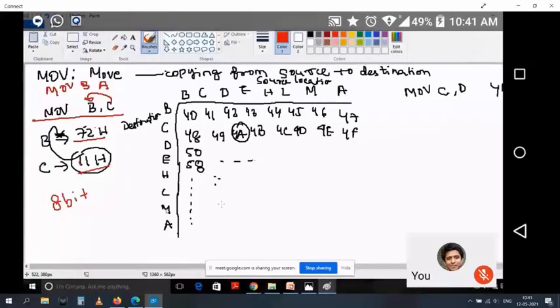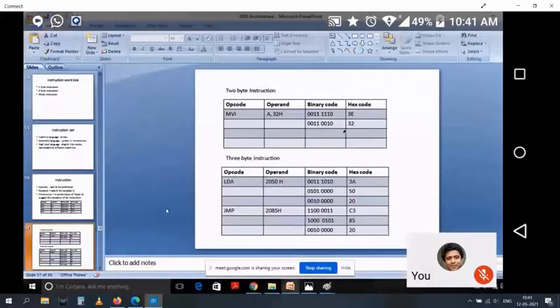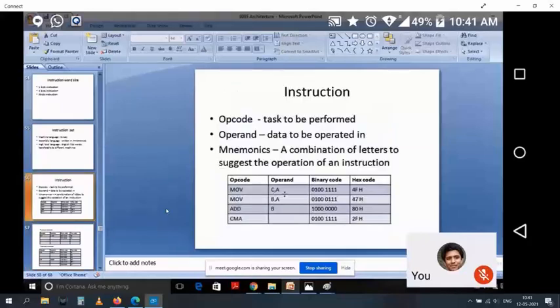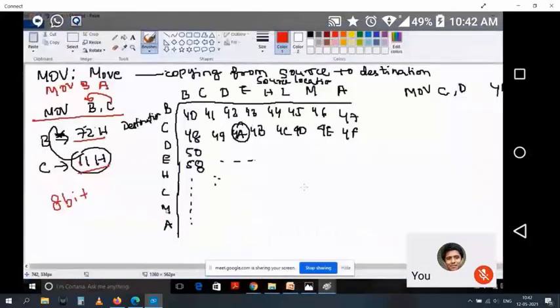But these are codes, your hexadecimal codes. Here, when I'm saying move C, A, the hexadecimal code is 4F, right? So if I go here, C, A, see here the code is 4F, you see? Yes, ma'am. So this is for your ready reference.